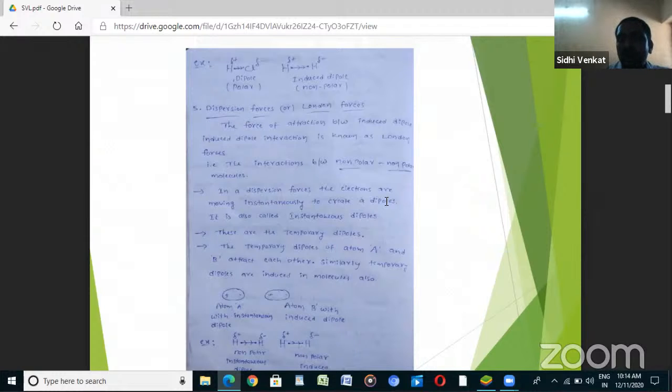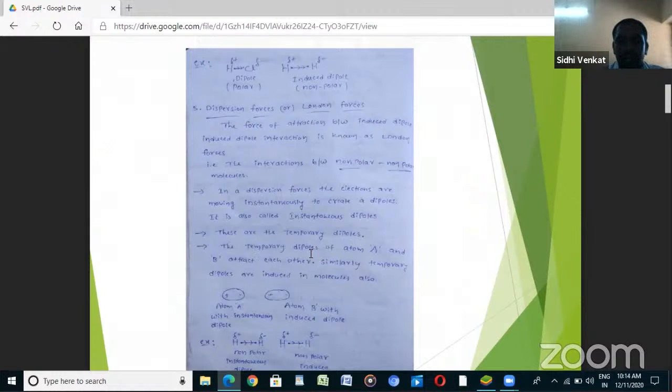We know how a bond forms with the positive and negative charge of ions. Okay, understand, students? In dispersion forces, the electrons instantaneously create dipoles. It is also called instantaneous dipoles. These are the temporary dipoles. What are the temporary dipoles? Non-polar molecules are the temporary dipoles.